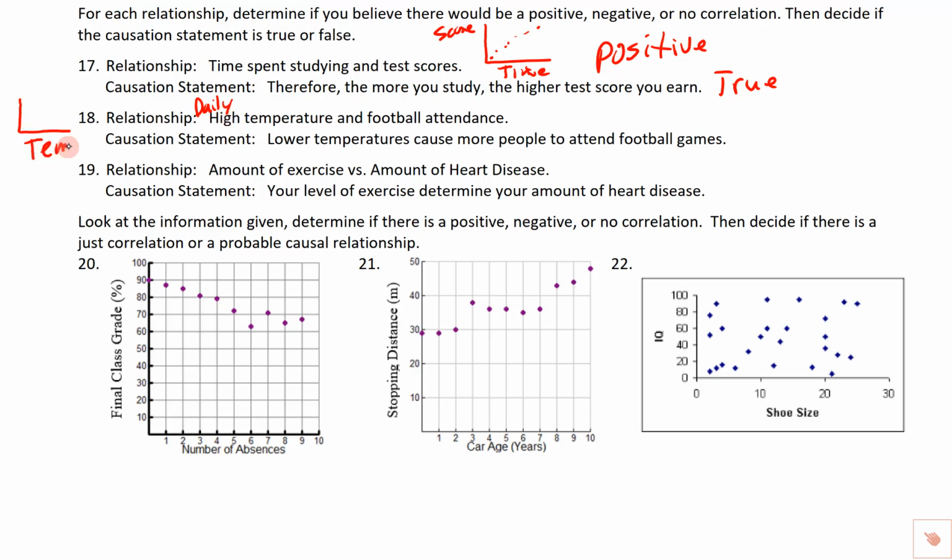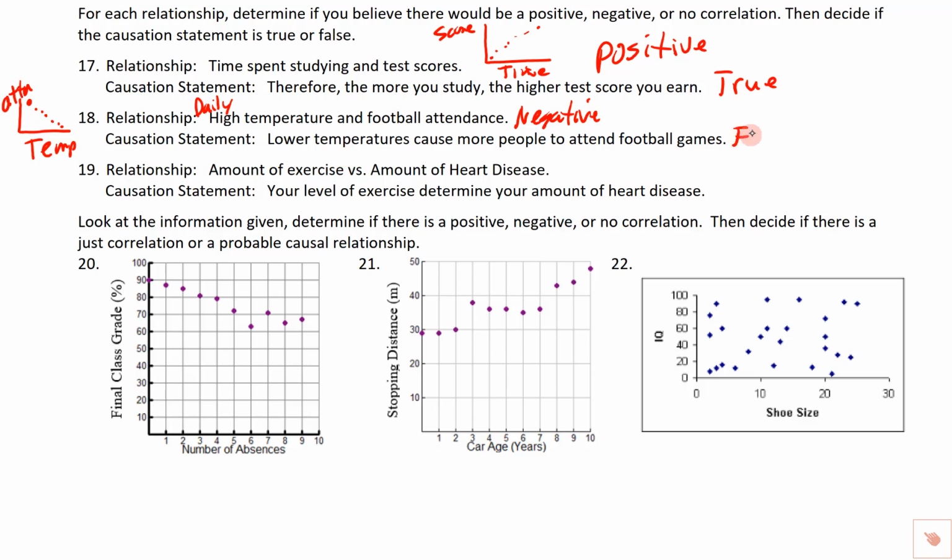So if we put temperature right here, and then we put attendance right here, let's think about this in the fall. As the temperature goes down, a lot of people go to football games in the fall. So in the fall, the temperature is going down, but the attendance is going up. When the temperatures are fairly low, we've got a lot of people attending. And then as it gets warm in the summer, there aren't many football games. So this would be a negative relationship. And it says low temperatures cause more people to attend football games.